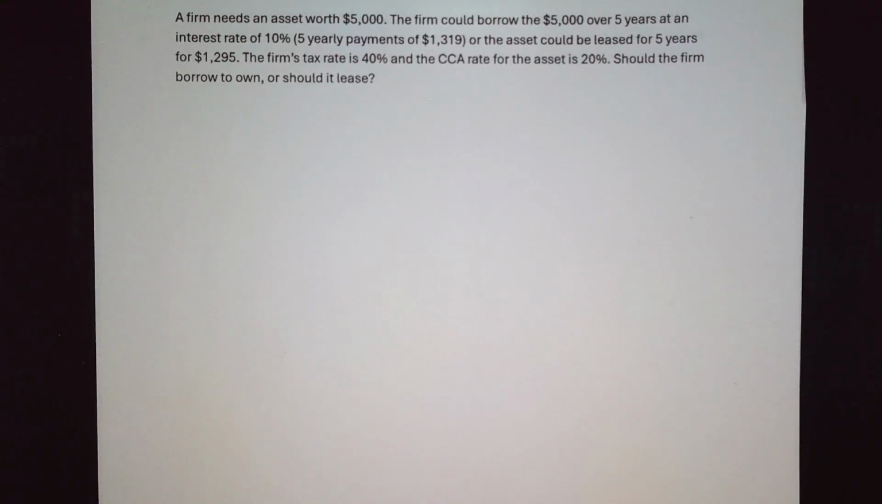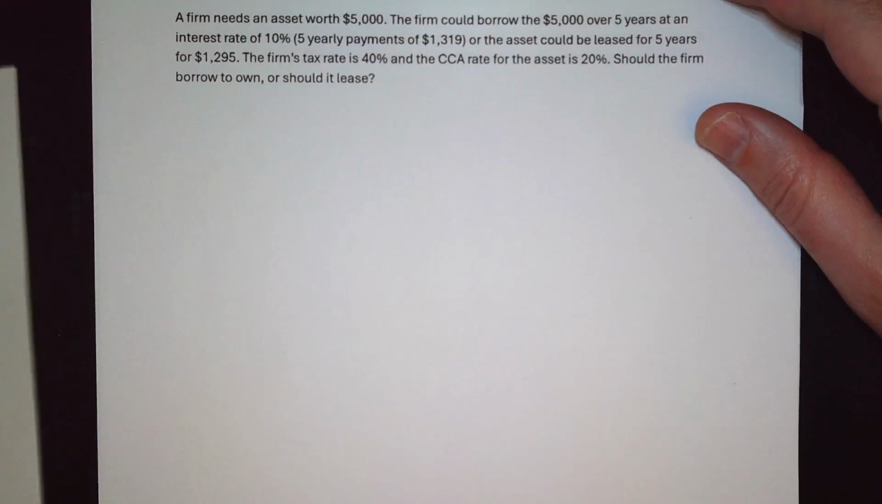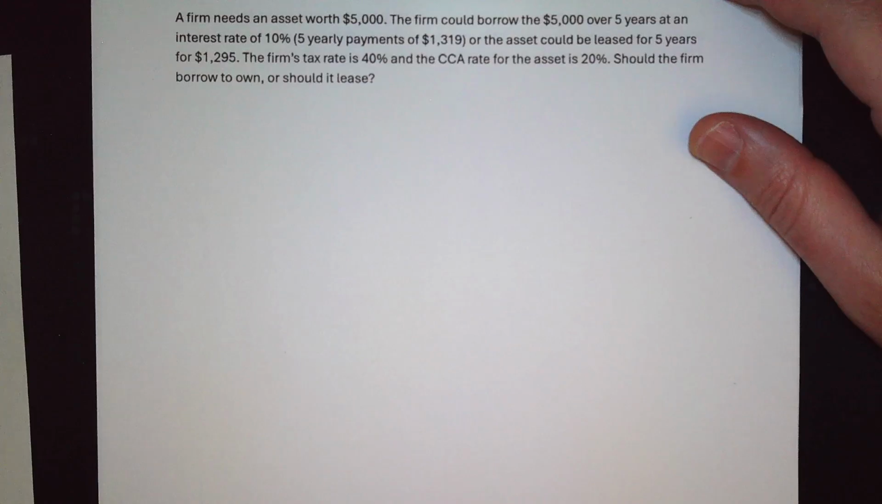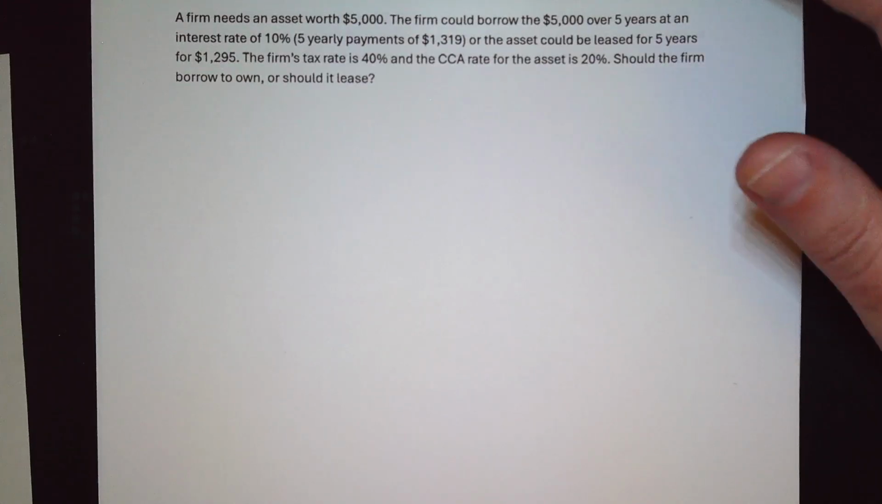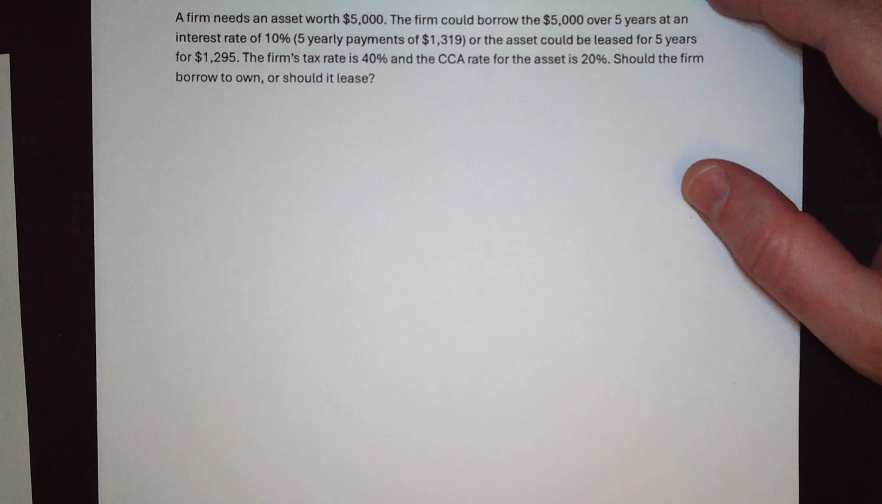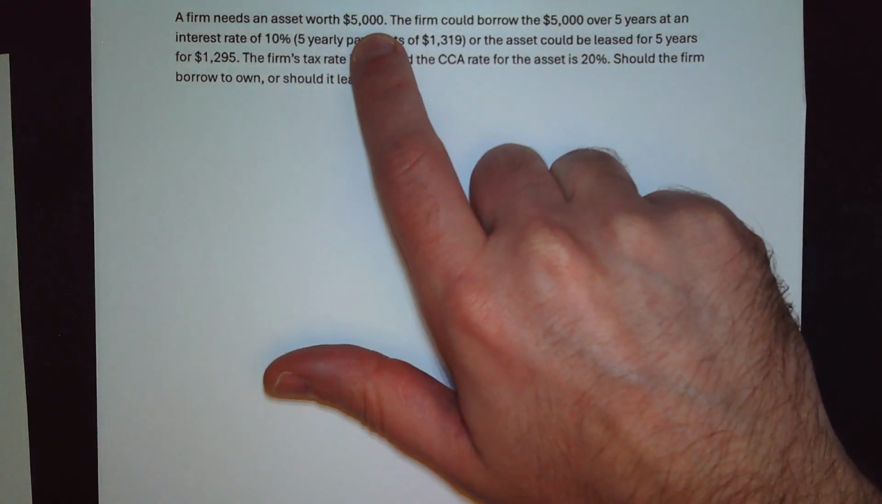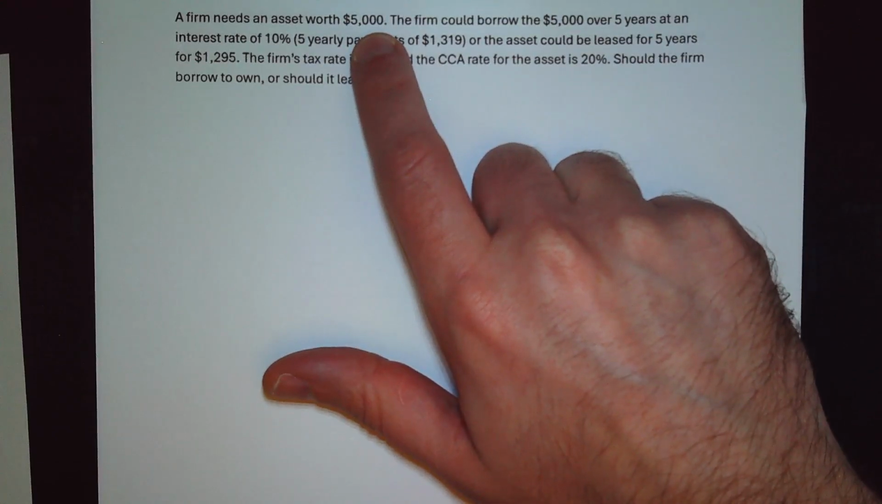In this video, I will discuss the lease or rent decision, and we'll basically look at which one is better. Before I go forward, I want to highlight again that for some reason this firm has decided that it will get the asset. The asset is worth $5,000.